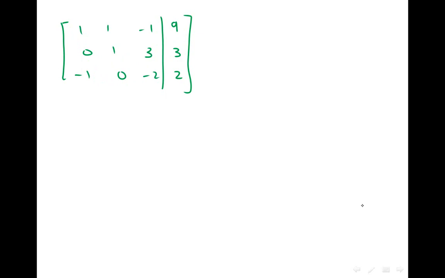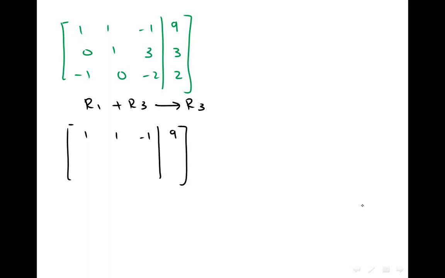So here I will say row 1 plus row 3. This change will be for row 3, because here I have 1, here I have 1, and here I have minus 1. 1 and minus 1 will give me 0. So here row 1 is not changed. Write everything as it is. Again, row 2 is not changed. I'll write everything as it is. Row 3 is changed. So I will start R1 plus R3.